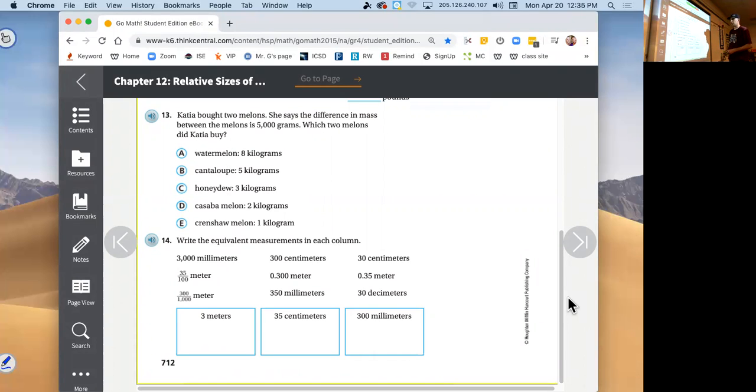So now we've moved on to the metric system. Sorry, 13 is metric system. How many grams equal 1 kilogram? Look on your conversion chart. We got 1,000 grams equals 1 kilogram. So look on your work there and match it up. Same thing with 14, we're just matching.